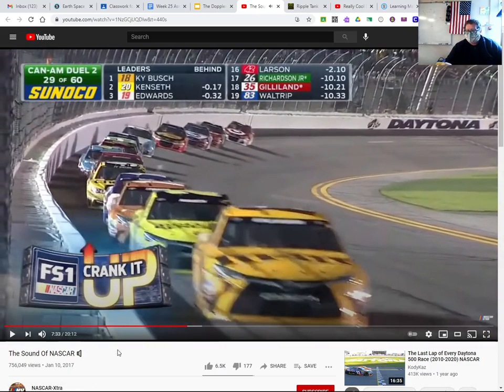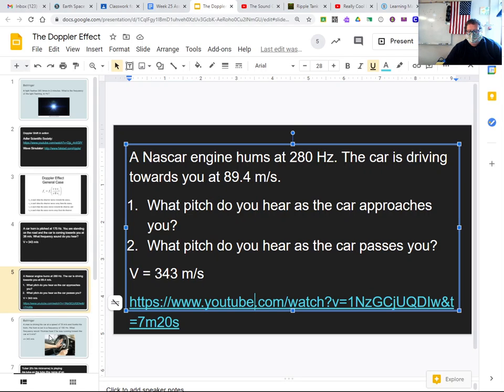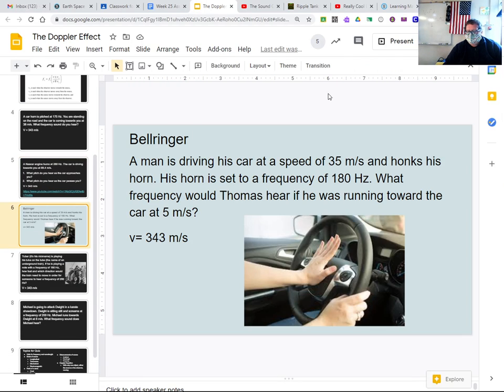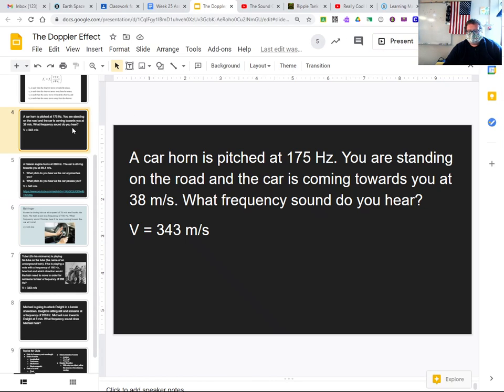Okay, so again, that sound, that change from coming towards you to going away from you, that's the Doppler effect, at least for sound. Okay, cool. Let's try another one. Actually, let's skip that one and do this one.